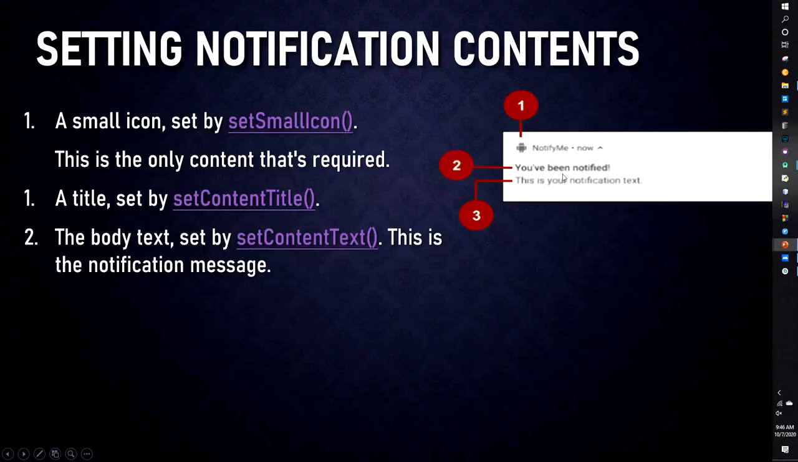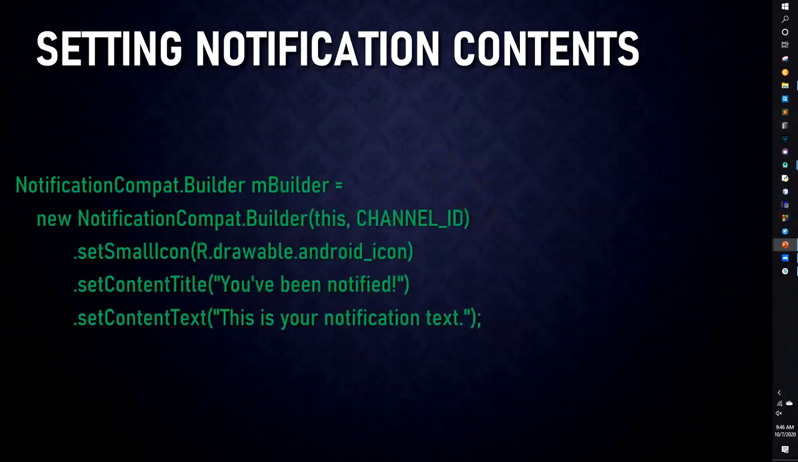And once we set the icon, you also have to set the content title. So here you can see "You have been notified." This is the title for this specific notification. And the next one, you can also set the body text for this specific notification, the text message for this notification. To do that, you can use the setContentText method to specify this notification message.